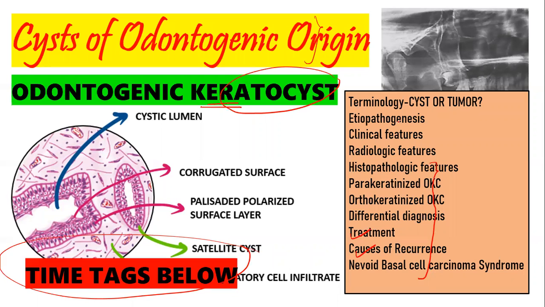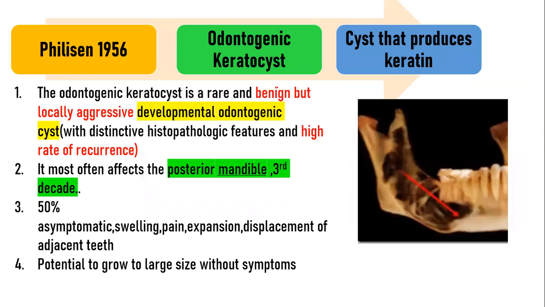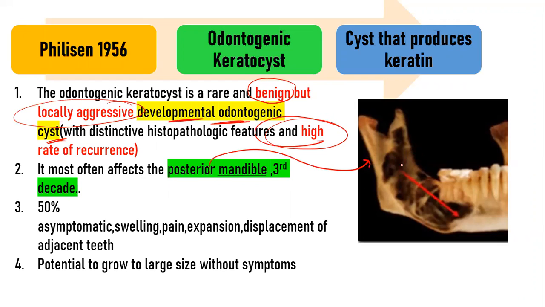So a quick revision. In the previous video, we have already talked about the terminology, etiopathogenesis, clinical features, and radiological features. We have in short discussed that this is a benign but locally aggressive developmental odontogenic cyst with a high rate of recurrence. We have seen that the most common site of occurrence was in the posterior mandible, especially in the ramus third molar area. We have also seen that 50% of these can be asymptomatic, and the symptomatic ones come with a swelling with or without pain, with or without expansion of the bone, and sometimes displacement or resorption of the adjacent teeth.